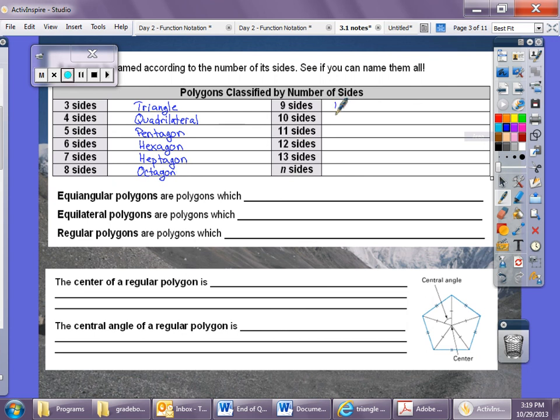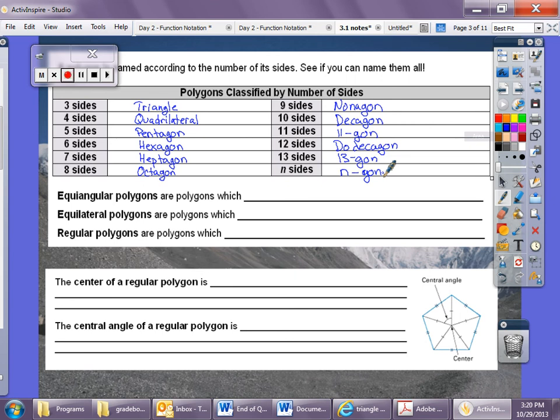9, nonagon. 10, decagon. 11, this is a hard one, the old 11agon. 12, well, this is your dodecagon. 13, just a 13agon. And n sides means it's going to be an n-gon. So you're going to need to know the classification of all your polygons. The first 8 you should know coming in, and then just familiarize 9, 10, 11, 12, 13, and the n.